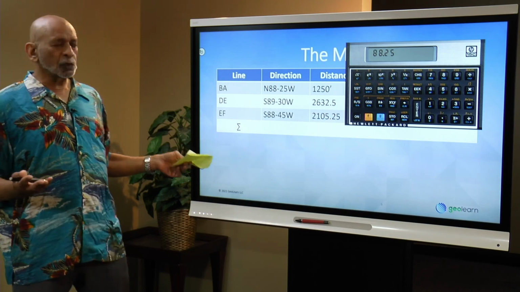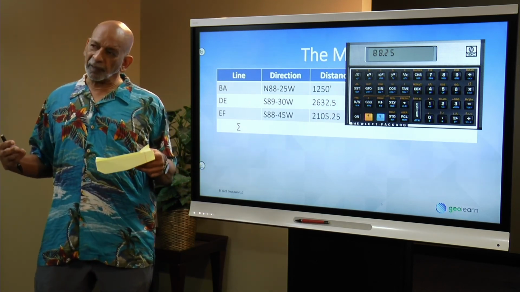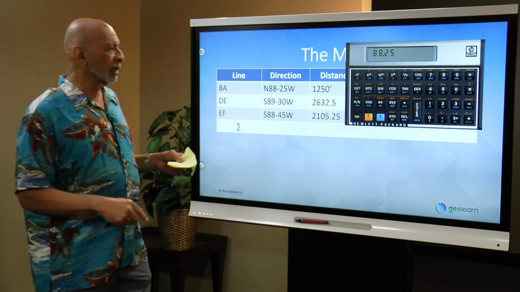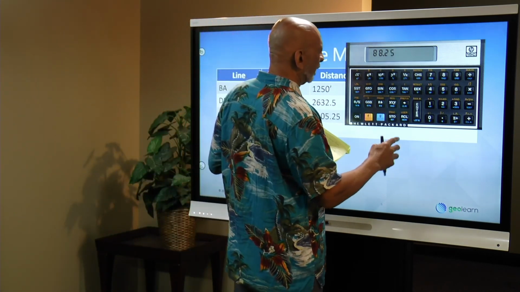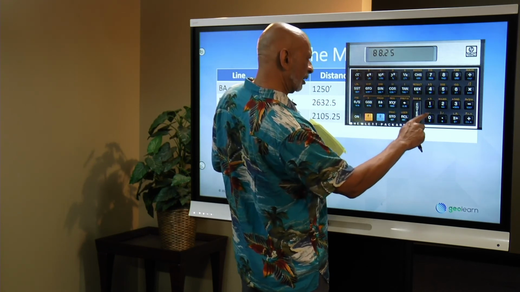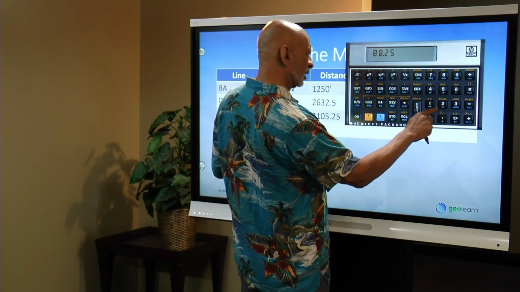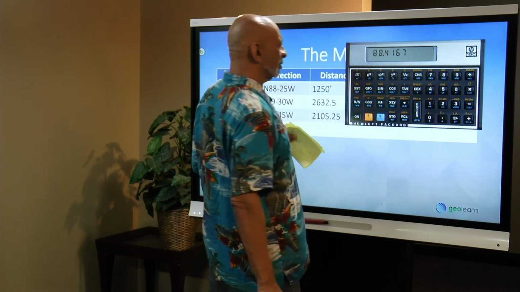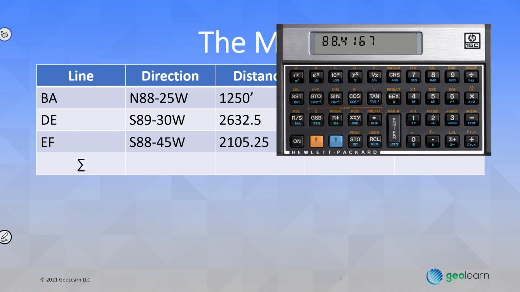So what people usually will do is take 25 divided by 60, get a fractional number, and then add the 88 to it. But you do have a function on your calculator. On this particular calculator, it happens to be right here. It says arrow H. So I'm going to hit arrow H, and it converted it to 88.4167.